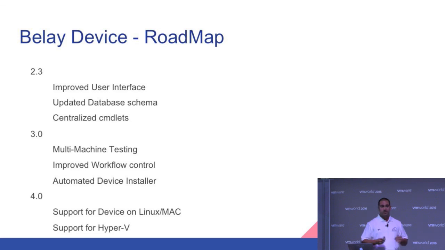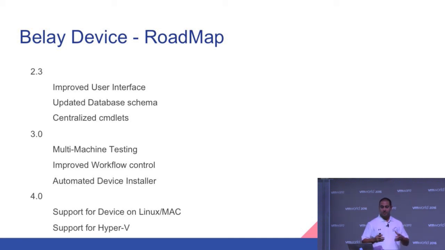All right, so here's our short roadmap. 2.3, which is coming out soon, has a better user interface for everybody. It's going to look better. It's built off of another open source framework. There's an updated database schema to make things run a little bit smoother, and centralized commandlets. We kind of hacked it together a little bit to get it out for you guys, but it absolutely works. We just want to reduce that code.